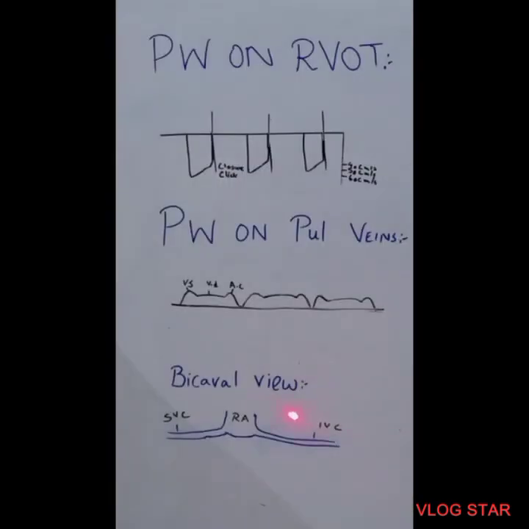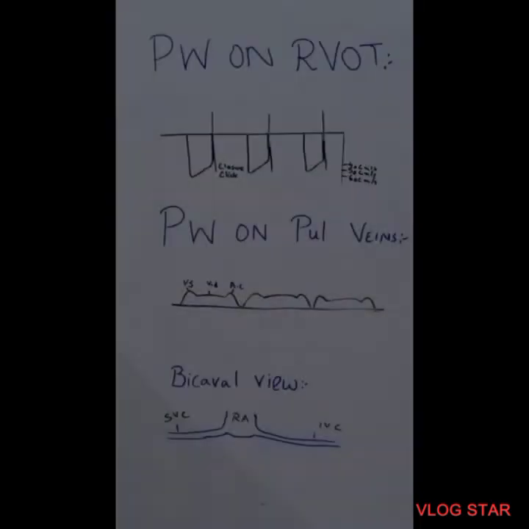Now move toward the bicaval view, in which we see the SVC draining into the RA, and the IVC also moving from the liver and draining into the RA. In the bicaval view with color Doppler, we can assess their symmetry. If there is disproportion, then we think about TAPVR or TAPVC, either supracardiac or infracardiac, due to the increased flow in the SVC or IVC as well.